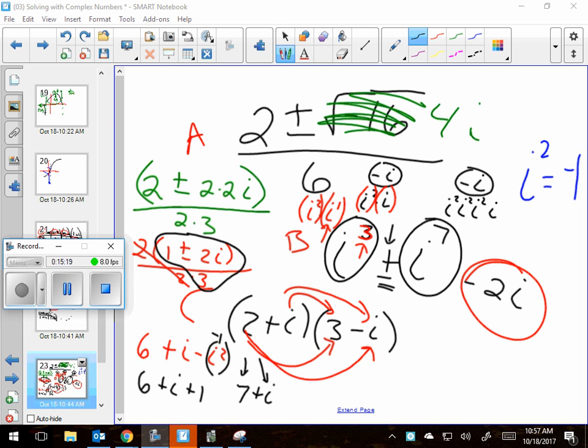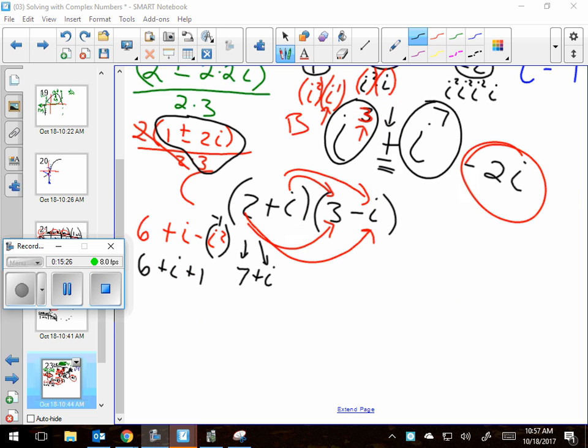Okay. Yes? All right, I think I know why. It usually is in this area right here. Did you get positive i the first time you multiplied it out? That should have been positive i because a positive 3i was bigger than the negative 2i. So it should have been a positive i in the middle.